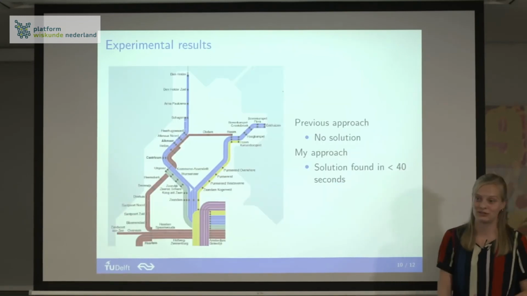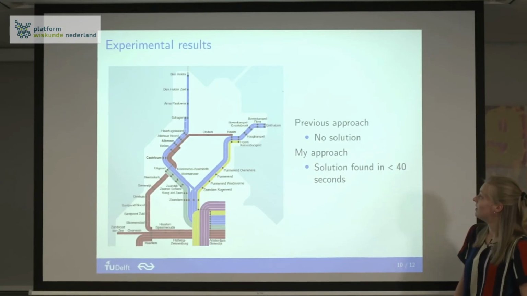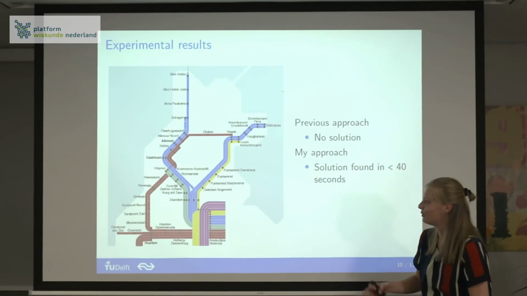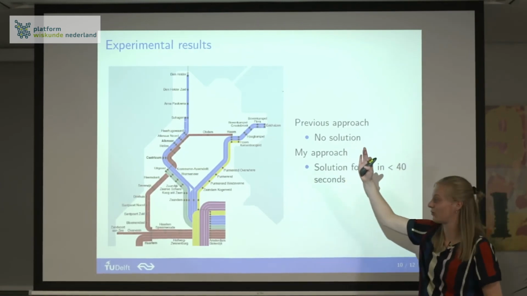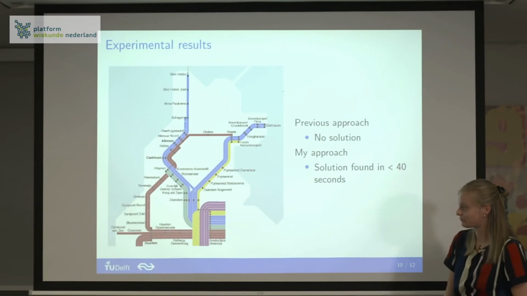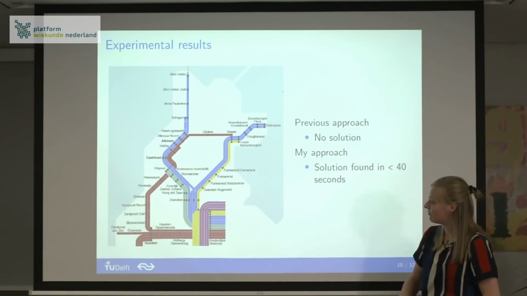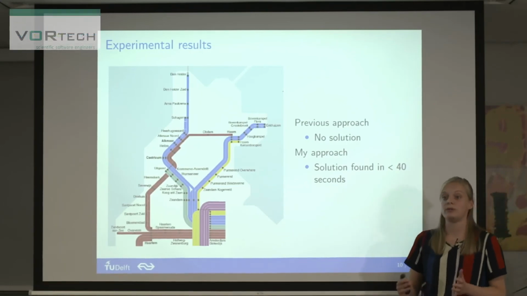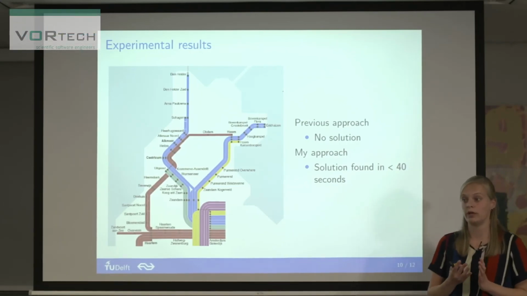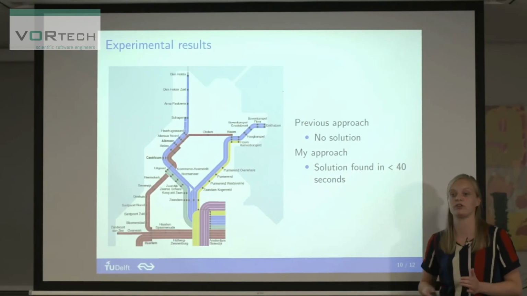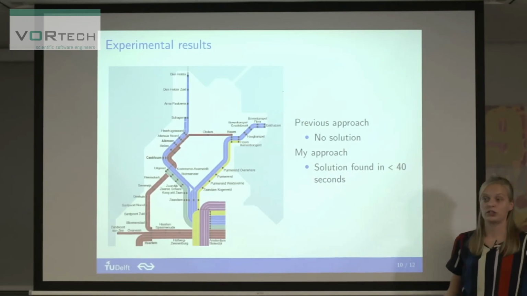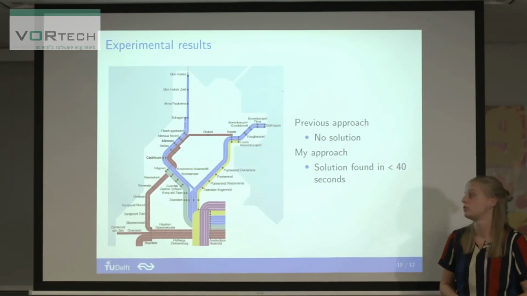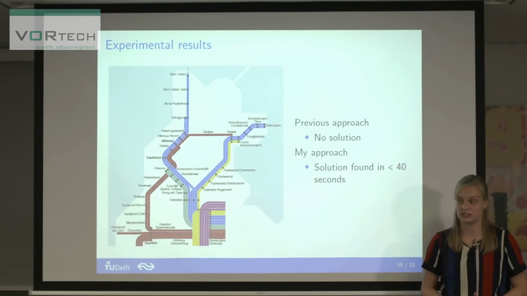But for now, some experimental results. For the experiments, I used this part of the Dutch railway network. You probably cannot read it, but there's Den Helder in the north, and we're going all the way to Amsterdam. So that's the network that I used. In the previous approach, where we used these default routes, driving on the right for as long as possible, no solution can be found. But if we use my approach, with using different route options, a solution is found in less than 40 seconds.